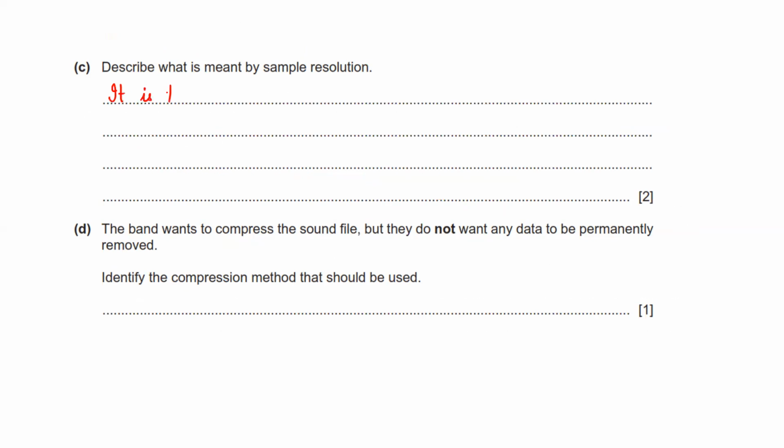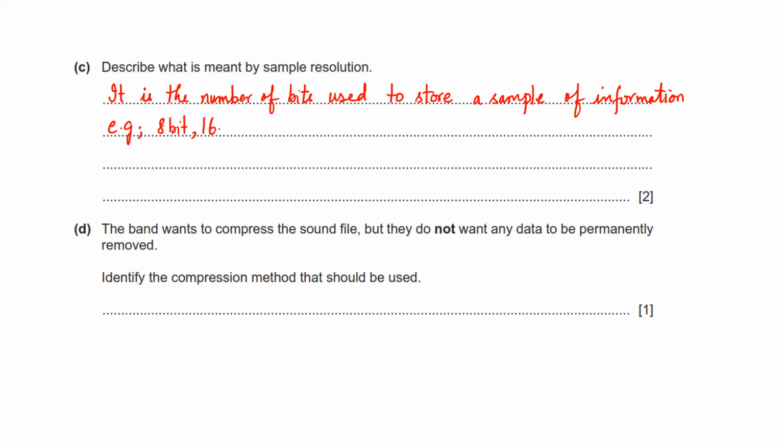It is the number of bits used to store a sample of information. For example, 8-bit, 16-bit, etc. Okay.